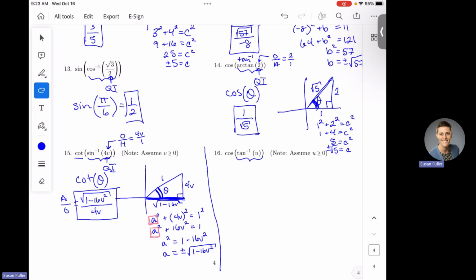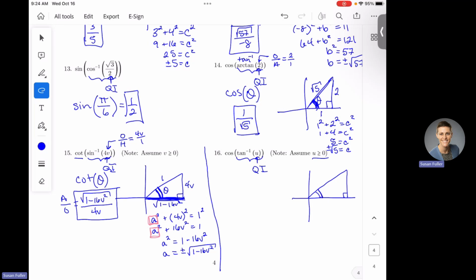Okay, that's an inverse trig function, which means u is my ratio. I'm assuming that u is positive, so when I put a positive ratio into arctangent, I'm going to quadrant 1. So when I put the ratio of u into inverse tangent, it's going to take me to an angle in quadrant 1 that has a tangent value of u over 1. Is that on the unit circle? No. So you're going to draw a triangle in quadrant 1.